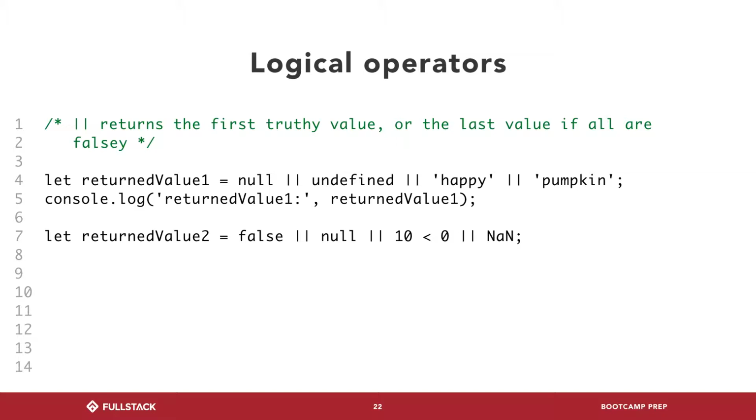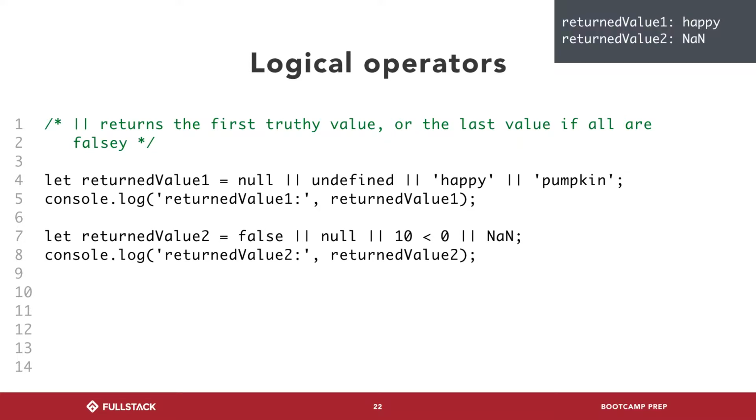And so here for return value 1, when we have a chain of these things, it will say, is that true or false? Well, it's false. Let's keep moving. Undefined, is that true or false? It's false. Happy, is that true or false? It's true. Oh, great, I'm done. Let's just return happy. I found my first true value. Pumpkin is also true, but it doesn't matter because for the purposes of an OR statement, I just want to know, is there at least one truthy thing? And if so, what is it? And in fact, it's here.